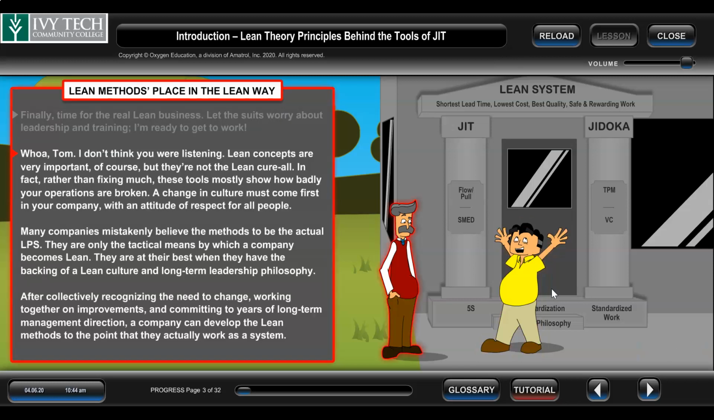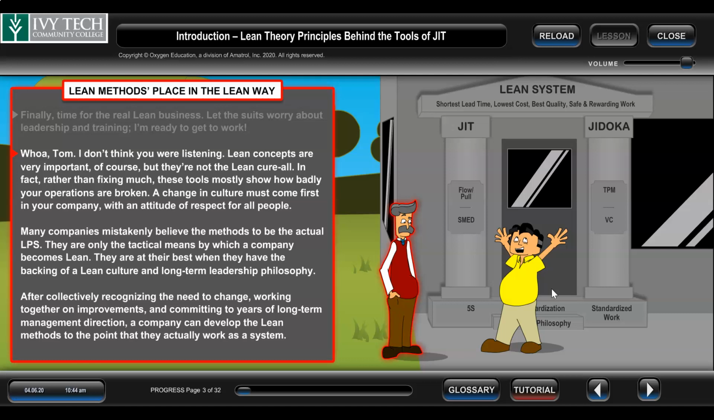Whoa, Tom, I don't think you were listening. Lean concepts are very important, of course, but they're not the Lean cure-all. In fact, rather than fixing much, these tools mostly show how badly your operations are broken. A change in culture must come first in your company, with an attitude of respect for all people. Many companies mistakenly believe the methods to be the actual LPS.